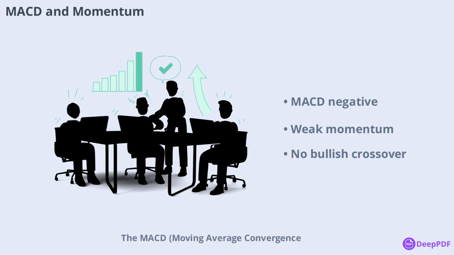The MACD, Moving Average Convergence Divergence, is a popular momentum indicator. For THMO, the MACD is negative at -0.0003, with the signal line at -0.0004 and a small positive histogram. This setup suggests weak momentum and a lack of bullish crossover. The MACD momentum is also slightly positive, but not enough to signal a trend reversal.